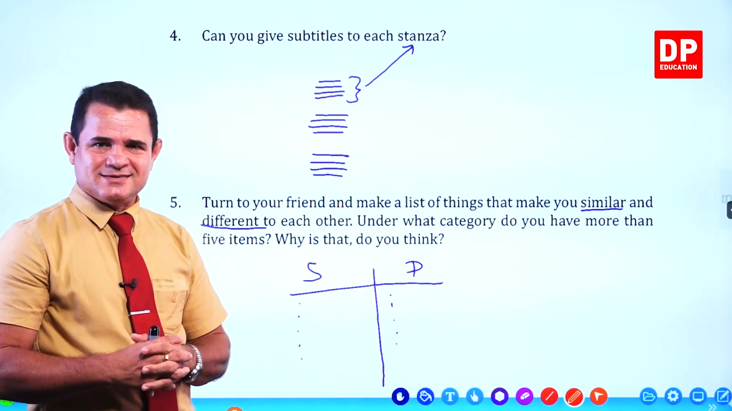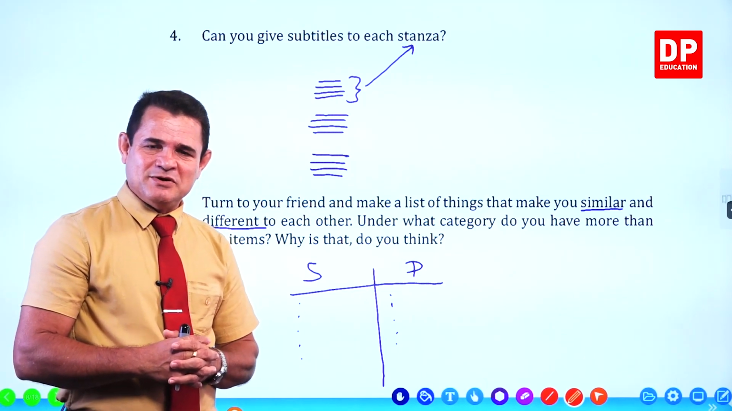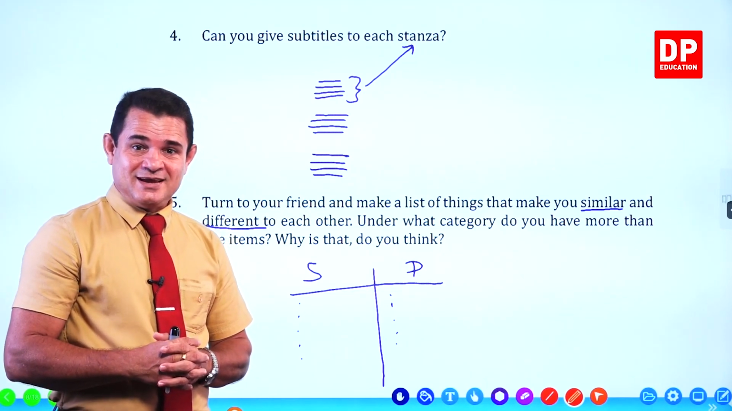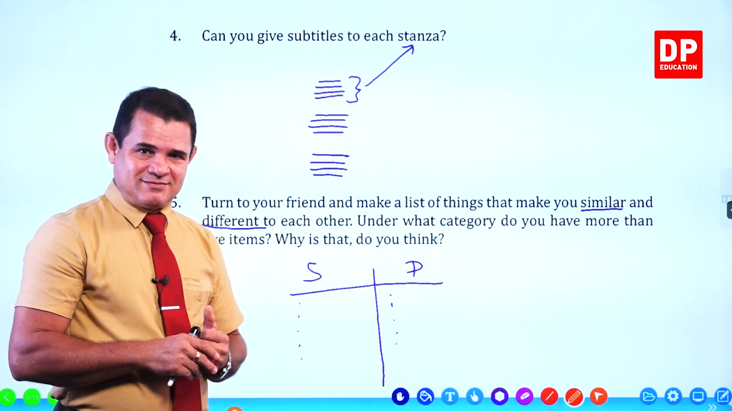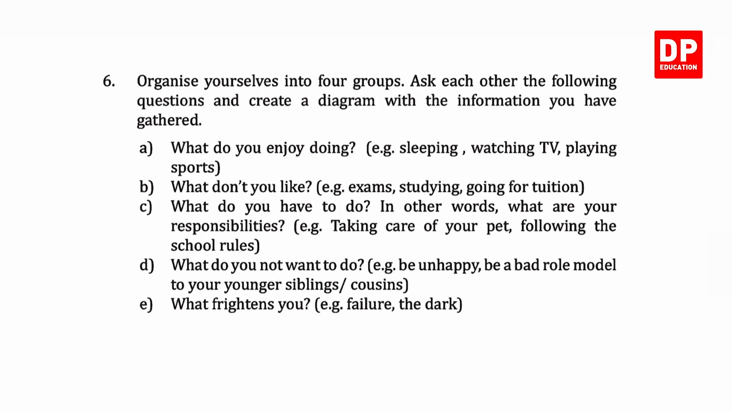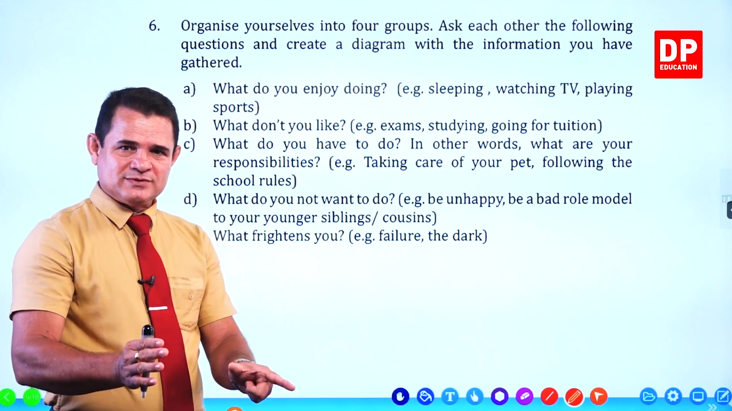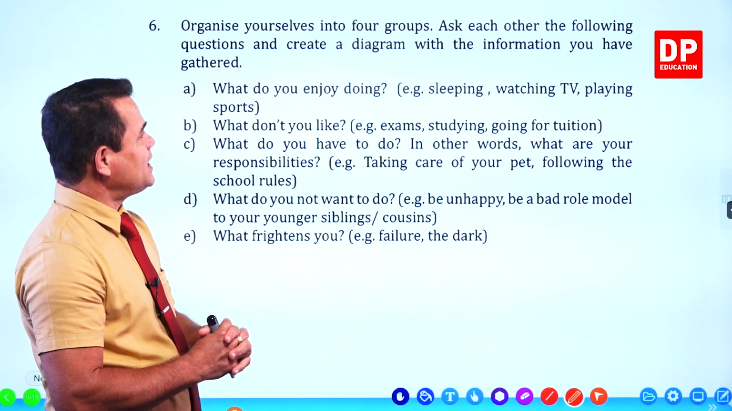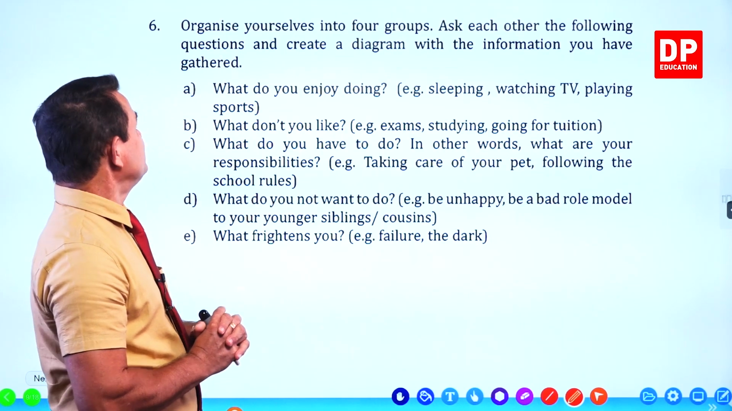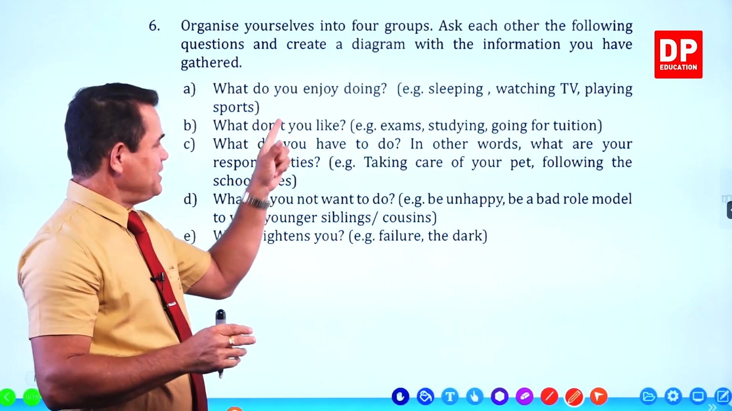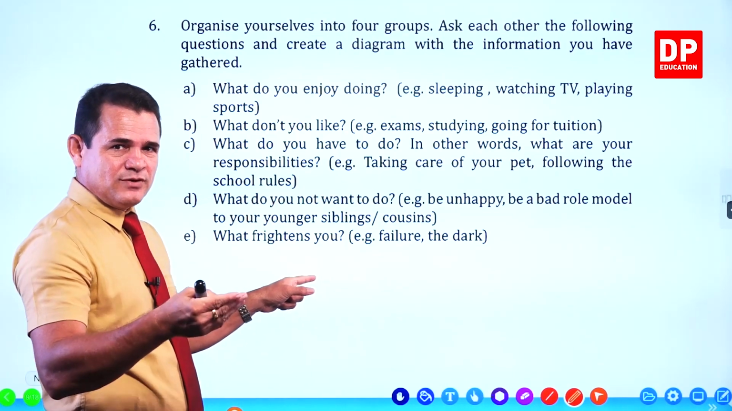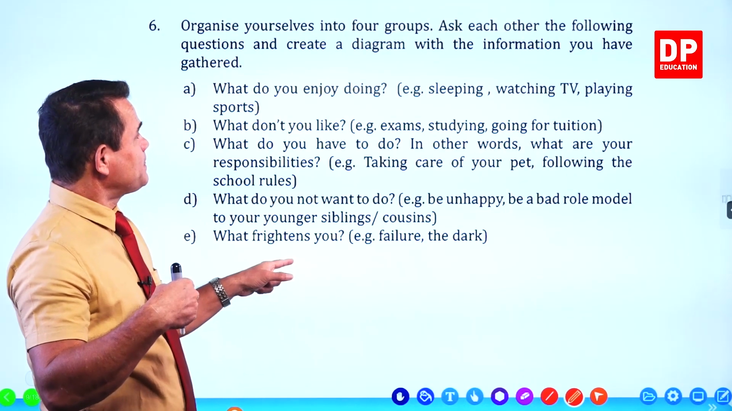You just discuss. You can get a good understanding about yourself and about your friend and about the society as well. Right? And next, organize yourself into 4 groups. Make 4 groups. Groups හතරක හැදෙන්න. Ask each other the following questions. ඊට පස්සේ මේ ප්‍රශ්න අහන්නලු එකිනෙක. You ask from your friend, friend asks from you.